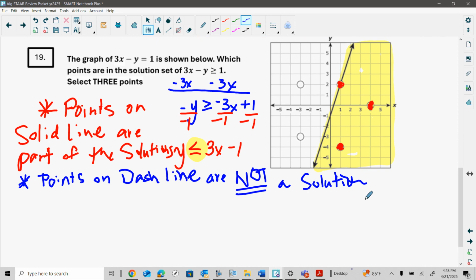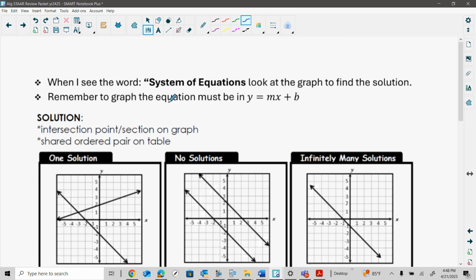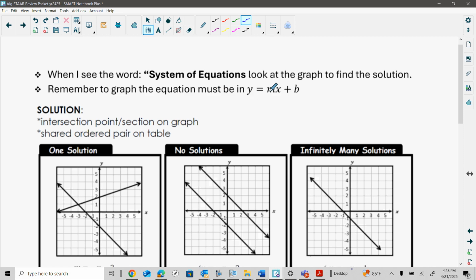All right, so from here, we're going to go into systems. Remember, when graphing, we wanted y = mx + b form. This is very important. And then we have to remember our types of solutions. Your solution is the intersection point, and it's a shared ordered pair.